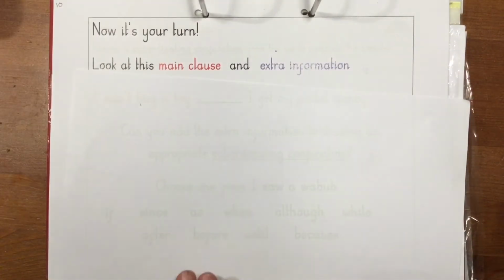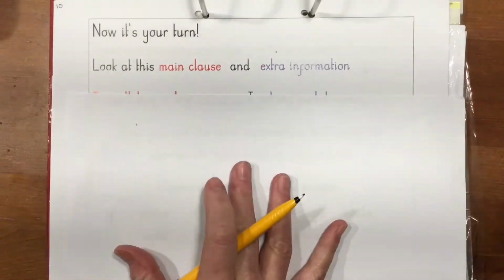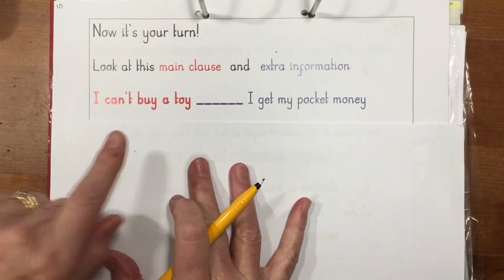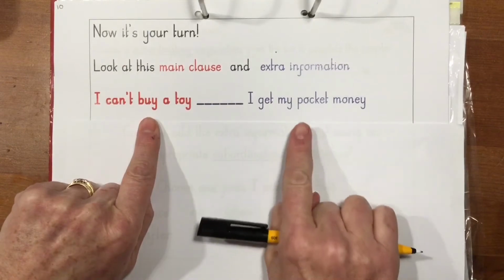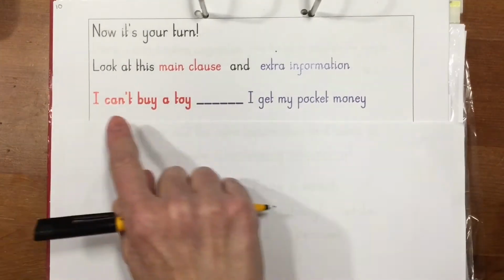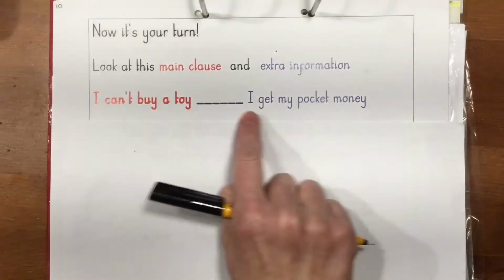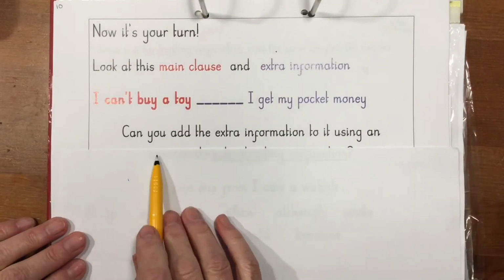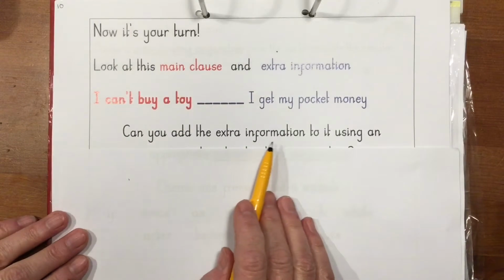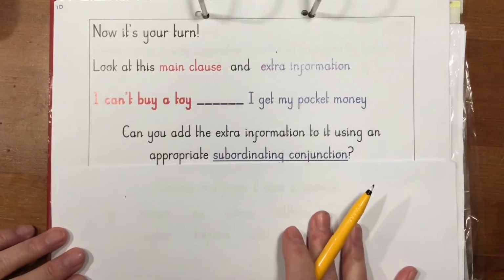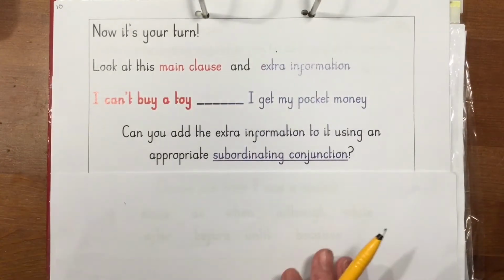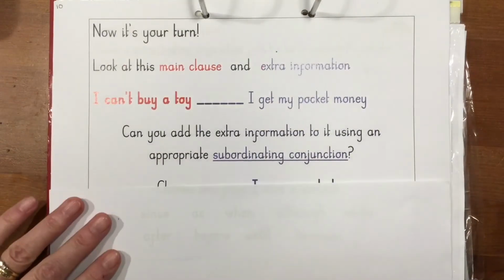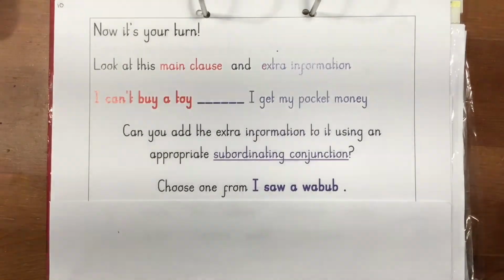Okay, now it's your turn. Look at this main clause and the extra information. I can't buy a toy. I get my pocket money. Can you add the extra information to the main clause using an appropriate subordinating conjunction? Choose one from the list.